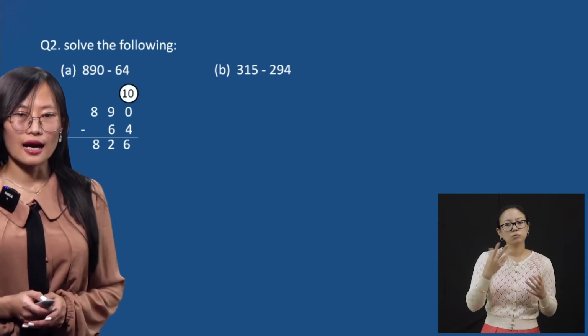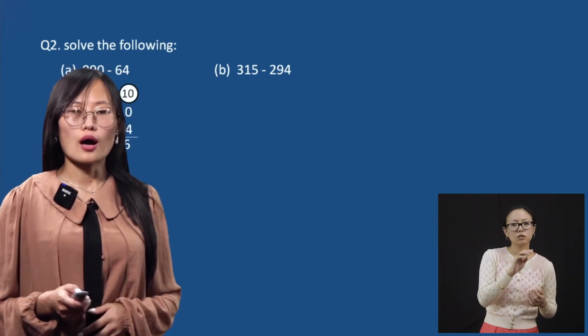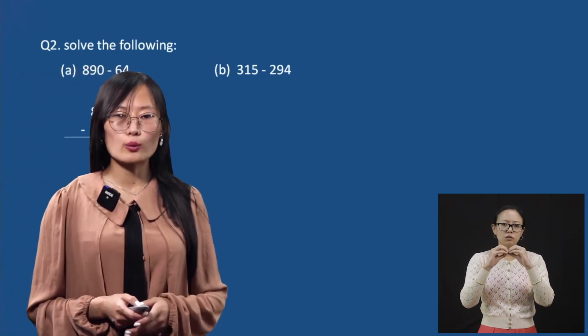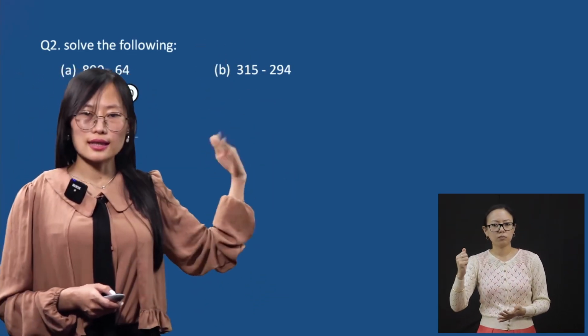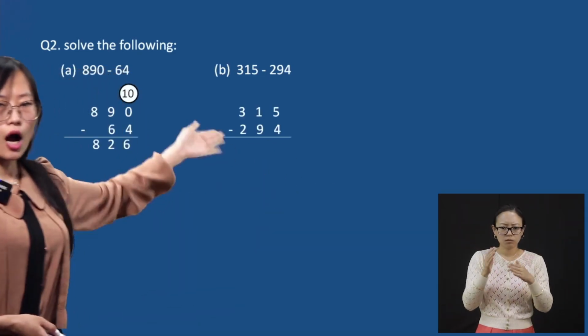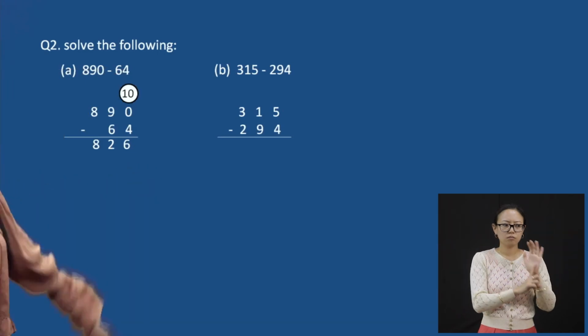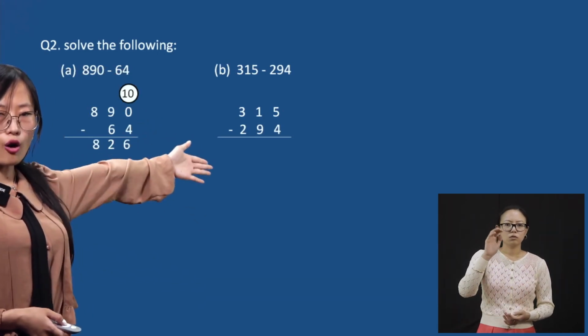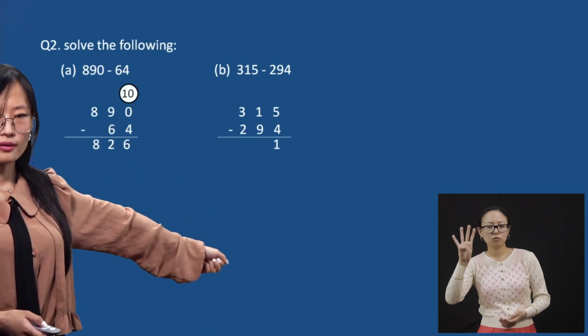Now you have 315 minus 294. Let me repeat again. The bigger number will be at the top. The lesser number will be at the bottom. So this is how we arrange in a column. Now 5 minus 4 is 1.